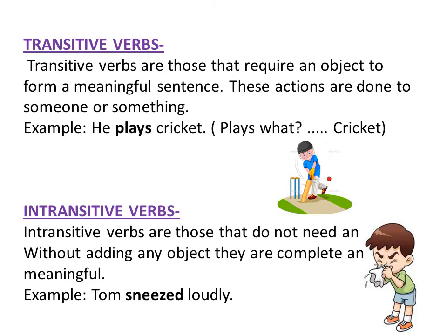Let's learn about transitive and intransitive verb. Transitive verbs are those that require an object to form a meaningful sentence. These actions are done to someone or something. For example, he plays cricket. Plays what? Cricket. It means this verb has an object, so it's a transitive verb.